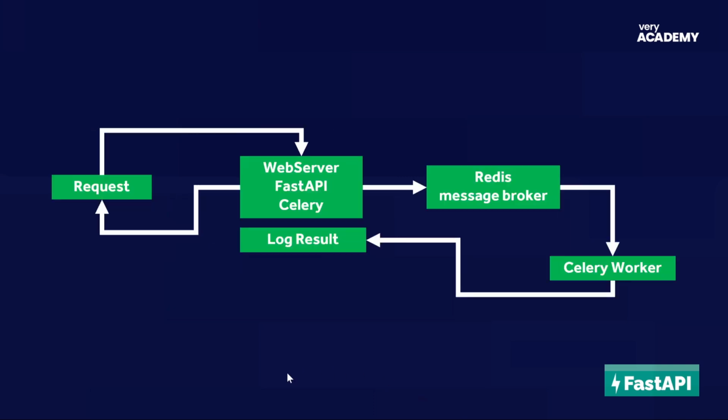So what we're going to end up with in this tutorial is 3 containers: one for the web server, FastAPI, and Flower, one container for a Redis message broker, and we'll also build a container for the Celery worker.